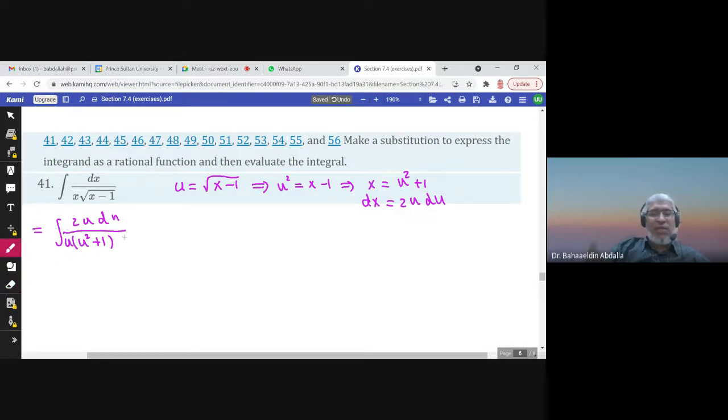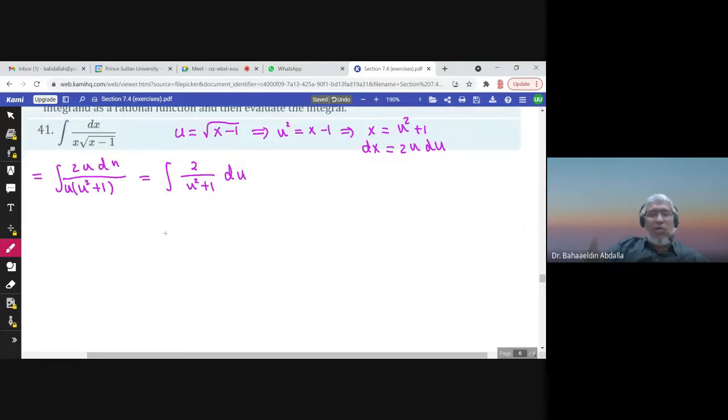But u cancels with u, and I will have 2 over u squared plus 1 du. Wow, that's easy. The integral of 1 over u squared plus 1 is tan inverse u plus c. And u is the square root of x minus 1. So that's the final answer.